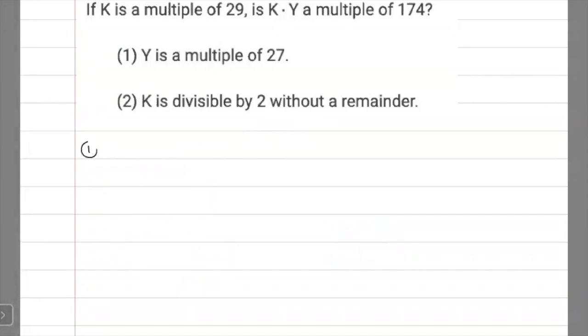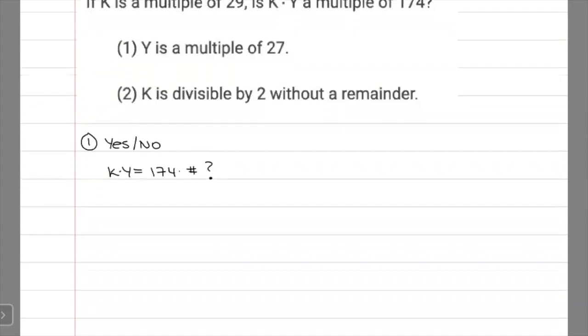So in this case, we want to know if this number, k times y, is a multiple of 174, which means that we're just trying to answer with a yes or a no. So we don't actually care about finding the exact value of k times y. We just want to know if it is a multiple or not. So basically, we want to figure out if k times y can be written as 174 multiplied by something. And right away, before you go to the statements, you want to think about what this actually means.